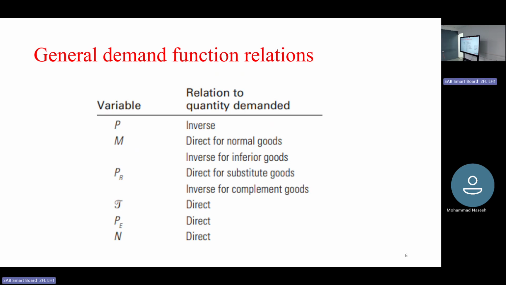There are 2 reasons for this inverse relation. What are the 2 reasons? Any ideas? No. Law of demand. Law of demand is the relationship. What is meant by law of demand? The inverse relationship between price and quantity demanded.